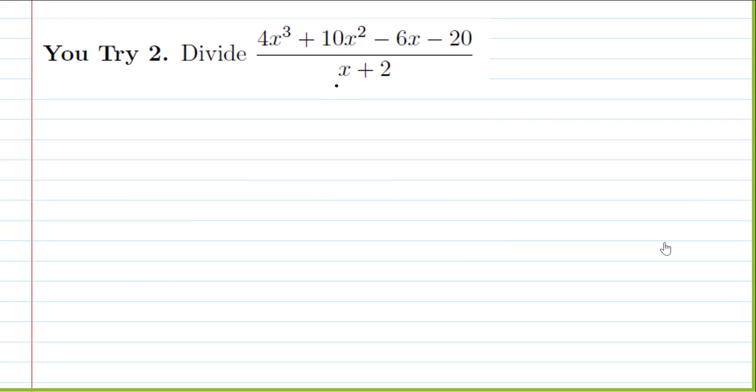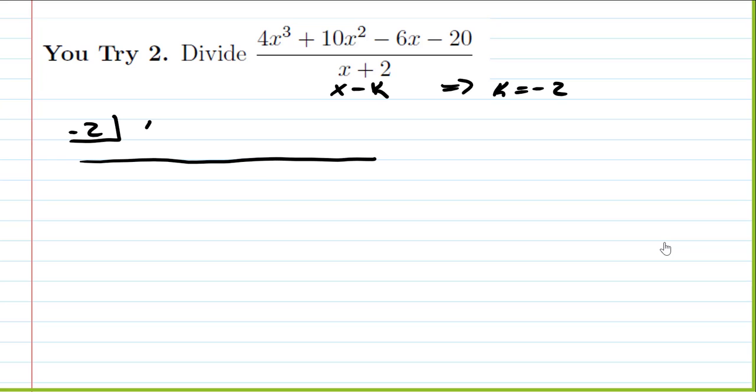All right, so we identify our k values. So we have x minus k, and minus k is positive 2. So that tells us k is negative 2. And we put our coefficients 4, 10, negative 6, and negative 20. We bring our 4 down. 4 times negative 2 is negative 8. And we add, and we get 2. 2 times negative 2 is negative 4. So negative 6 plus negative 4 is negative 10. 10 times negative 2 is positive 20. So we get 0. So that's our remainder.